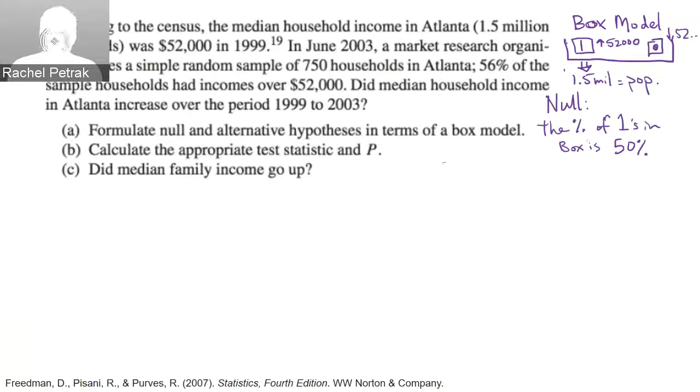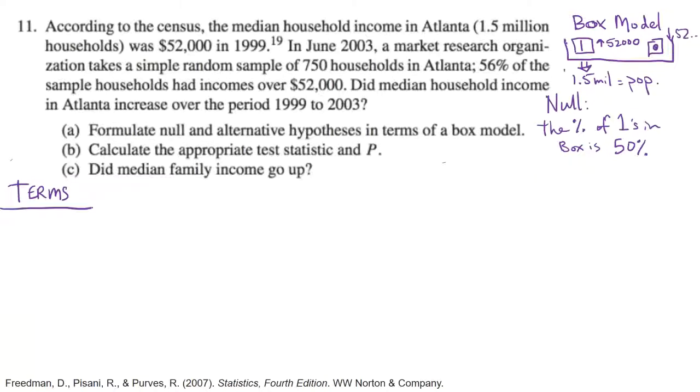I could write out the null in terms of the median household income. I could say that the percentage of households with a household income less than $52,000 is 50%. I'm just writing it this way for space. So let's collect some terms here. Oh, formulate the null and alternative hypothesis.